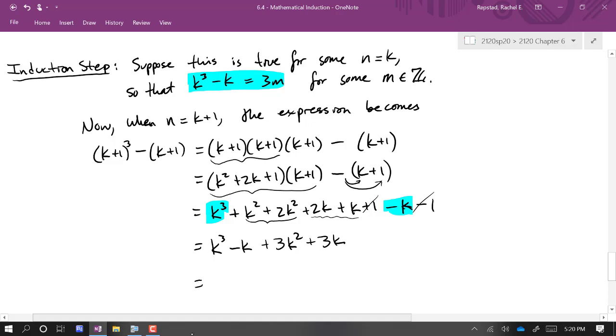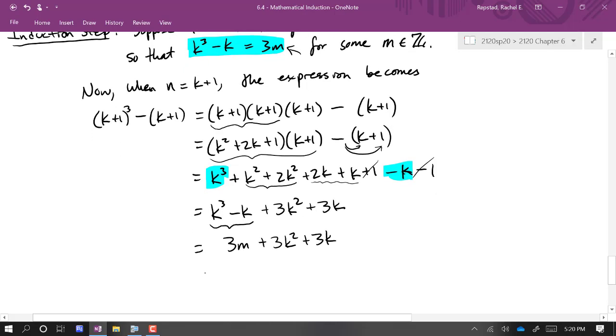Now I'm going to use my induction hypothesis. This up here, that's 3m. And now, hopefully, we're all starting to get pretty excited because this is clearly a multiple of 3. Let's factor out a 3. Let's make it explicit. So here we have k plus 1 cubed minus k plus 1 is a multiple of 3.